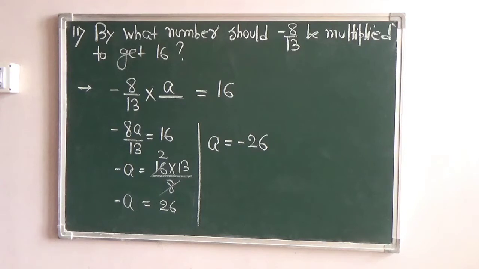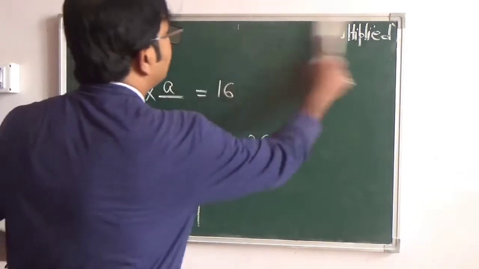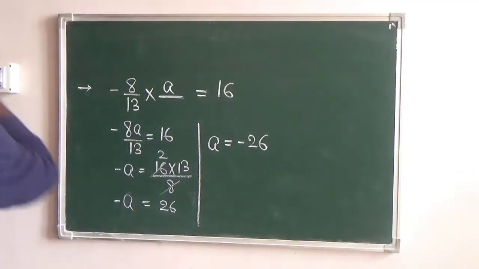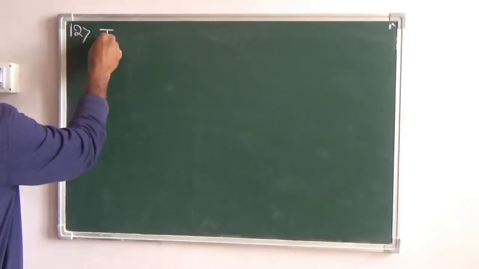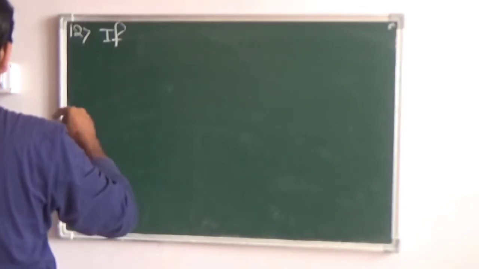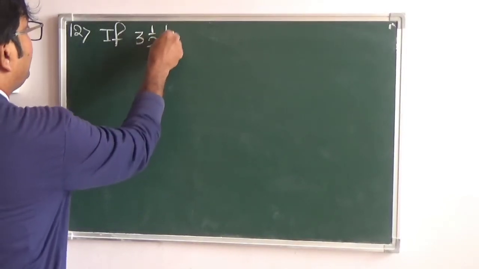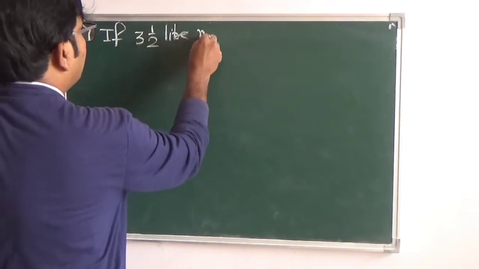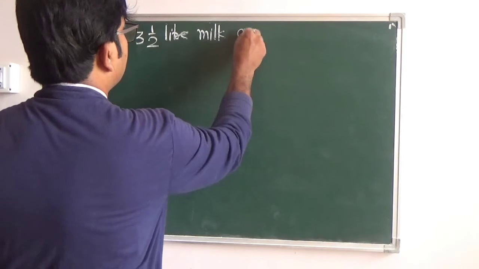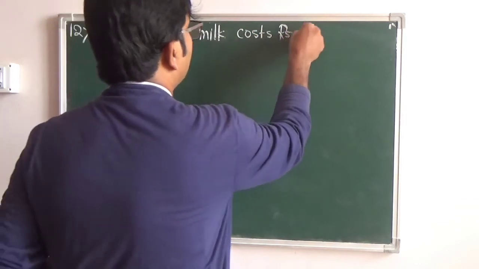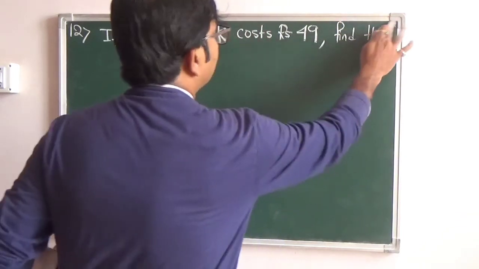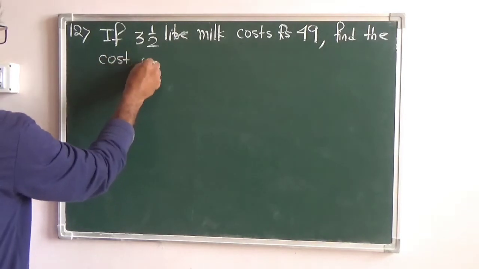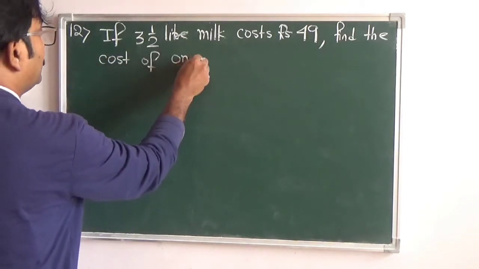Moving on to the next question, we have question number 12. If 3.5 liter milk costs rupees 49, find the cost of 1 liter milk.